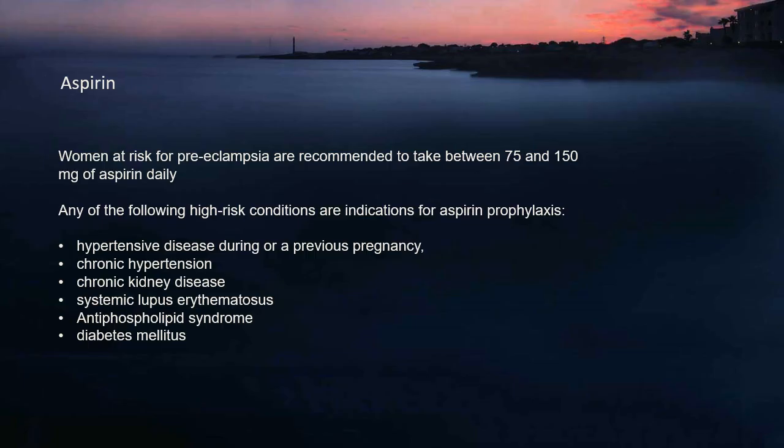Pregnant women are increasingly being treated with low-dose aspirin for prevention of preeclampsia. Women at risk are recommended to take between 75 and 150 milligrams of aspirin daily. Any of the following high-risk conditions are considered for aspirin prophylaxis.